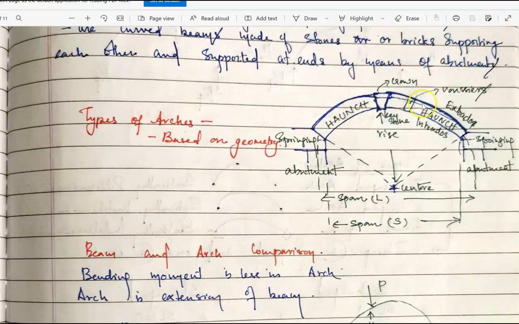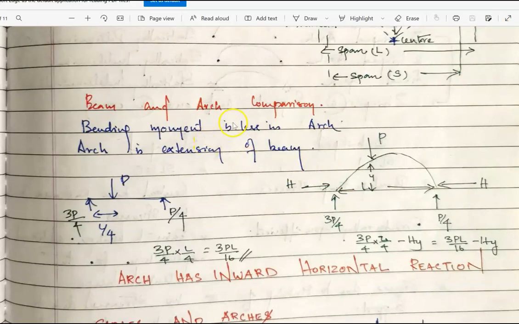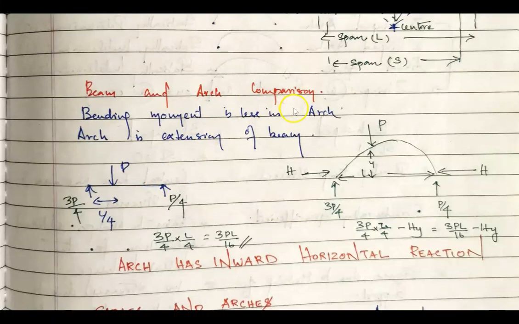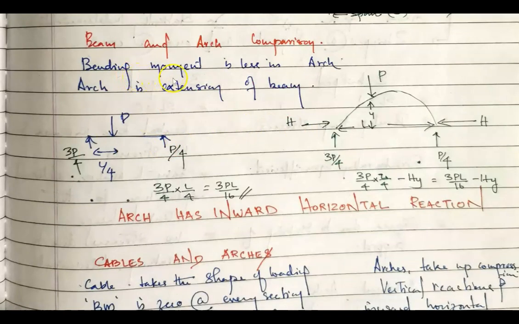So next we have a small comparison between beam and arch. The main reason why you prefer an arch is that the bending moment is less in an arch compared to a beam. So for longer spans you prefer an arch rather than a beam.